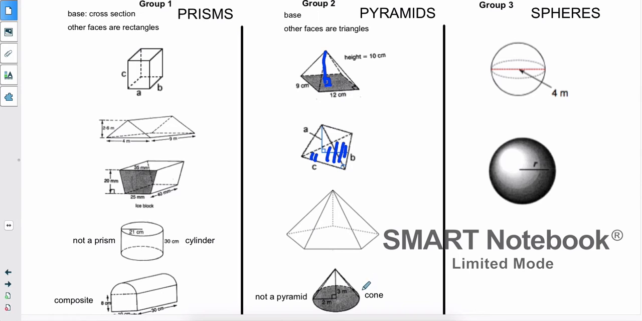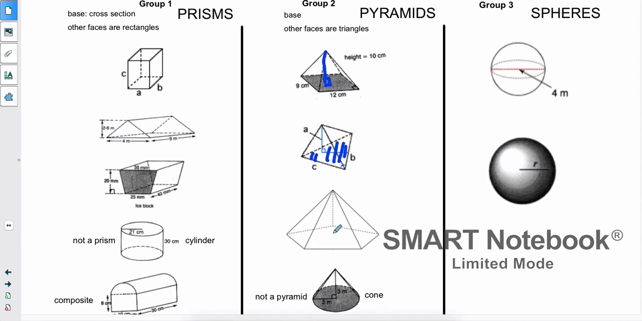Now, a cone is not a pyramid. However, we have exactly the same formula. So the base of a cone is a circle. So you will need to find the area of the circle, multiply that by the height of the cone, the upright height, perpendicular, and then divide that by 3 as well.